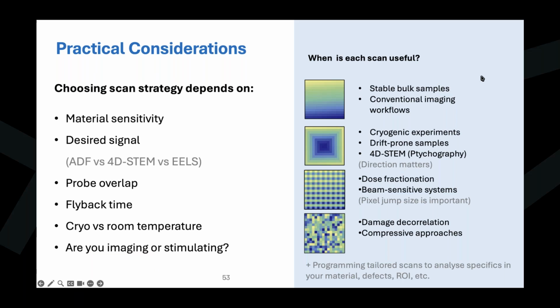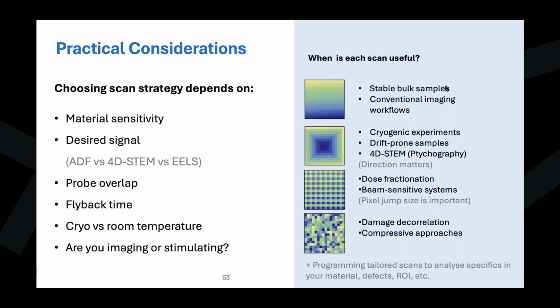So when we're thinking about all this again, when is each scan useful? Steph said at the start, basically there's no perfect scenario. We see that if we have a stable bulk sample, conventional imaging workflows like normal scan patterns are perfectly fine. For cryogenic experiments, at least for samples that are not super beam sensitive, we've seen that in fact the spiral is really helping us, and that was even a surprise to us.